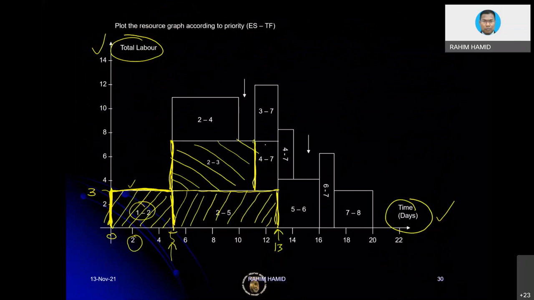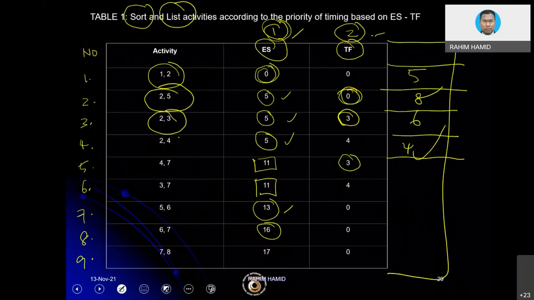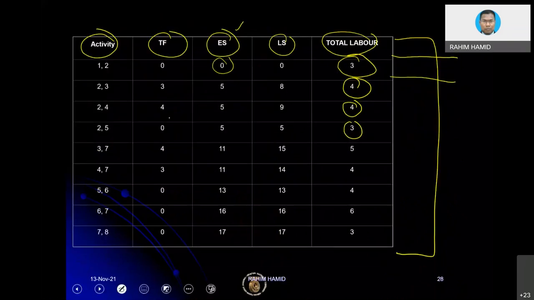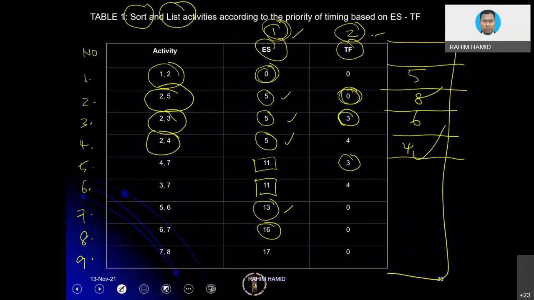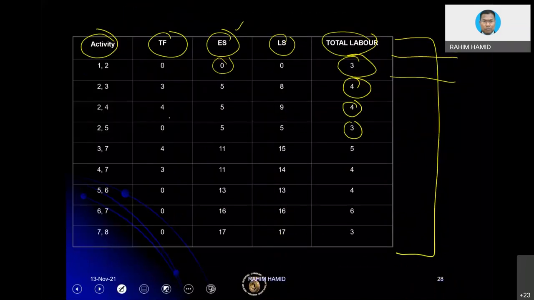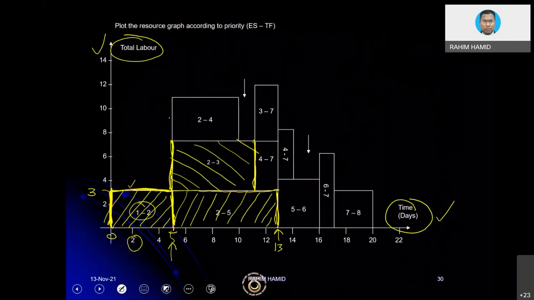And then next would be activity 2, 4. 2, 4 would be 4 days, and the number of workers would be 4. Okay, based on the data, this is what you get, and then you are going to draw this block.